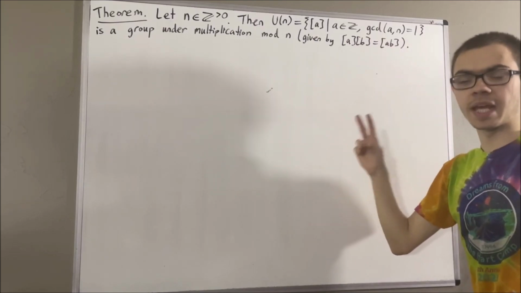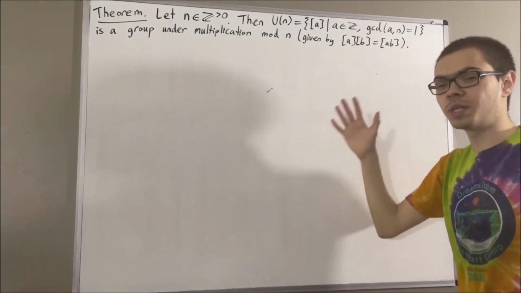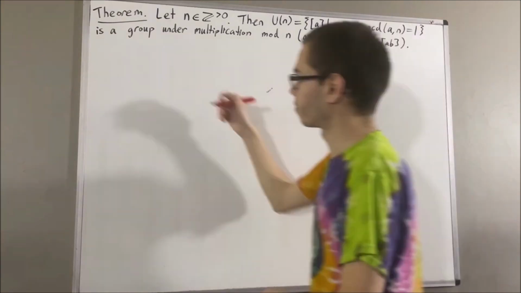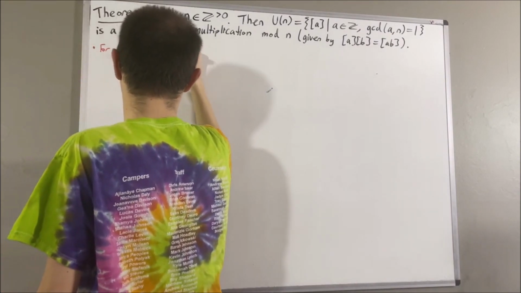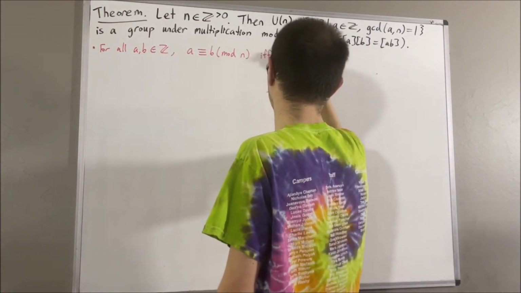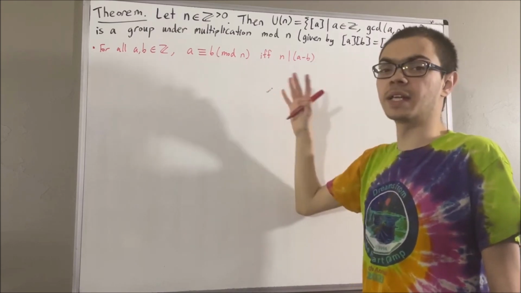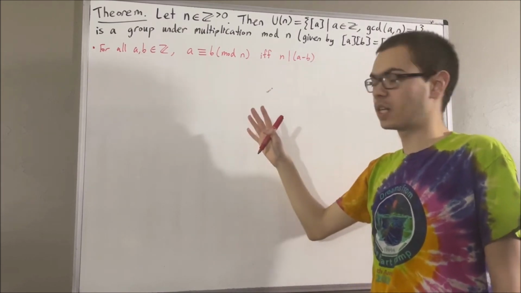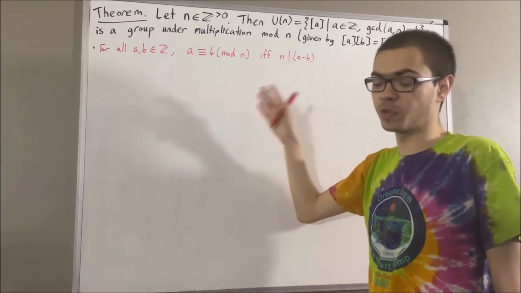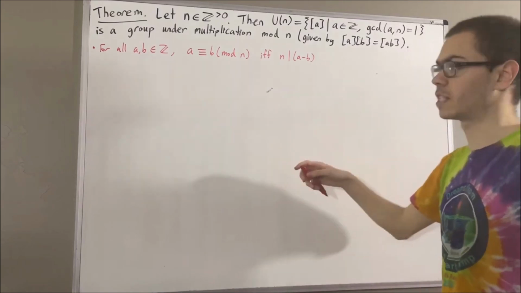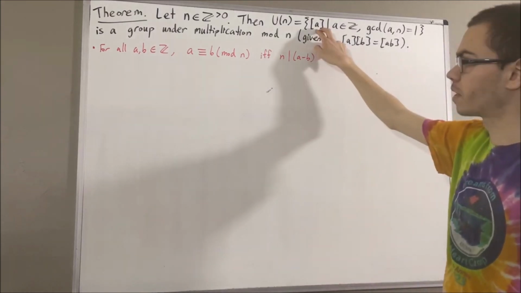Given any two integers a and b, we say a is congruent to b modulo n if n divides a minus b. And we have shown that congruence modulo n is an equivalence relation on the integers. So each integer has an equivalence class. And for each integer a, we represent the equivalence class of a like this.